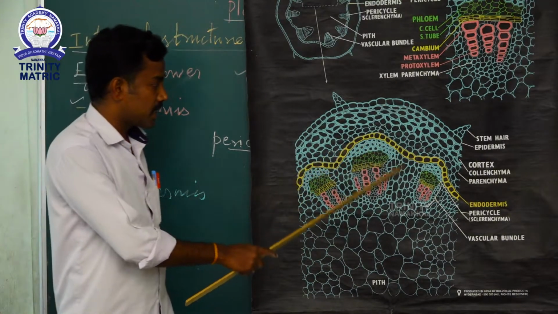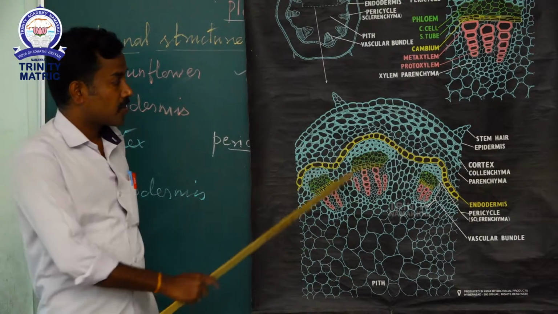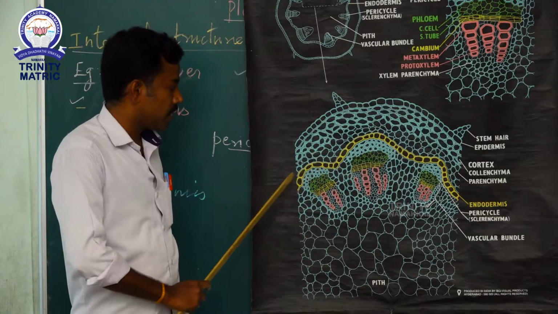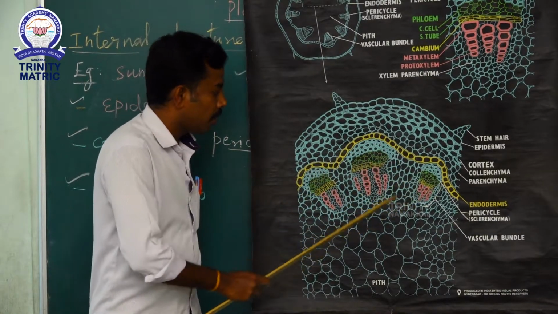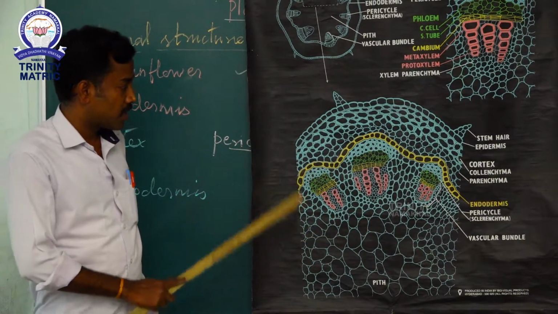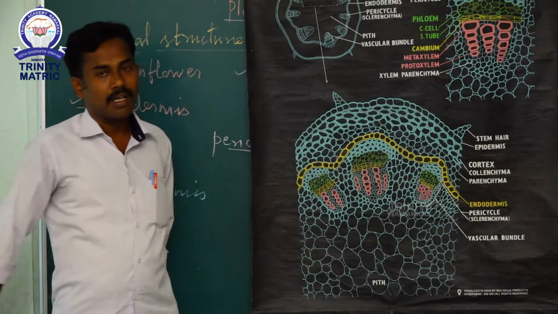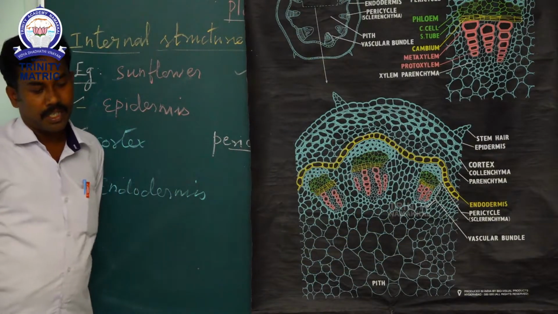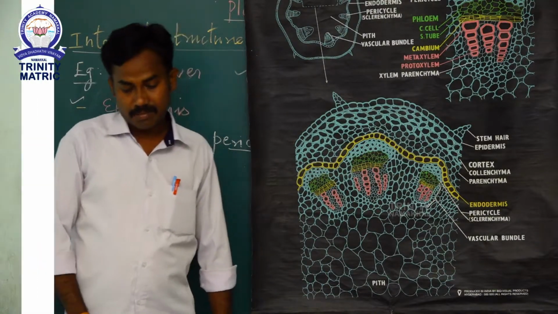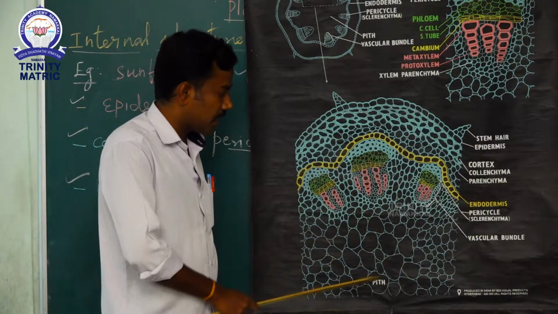Here the vascular arrangement is a special type called eustele. Eustele means the vascular bundles are arranged in a ring around the pith, is called eustele. Then the next one, the pith. The pith is the center region of the stem.